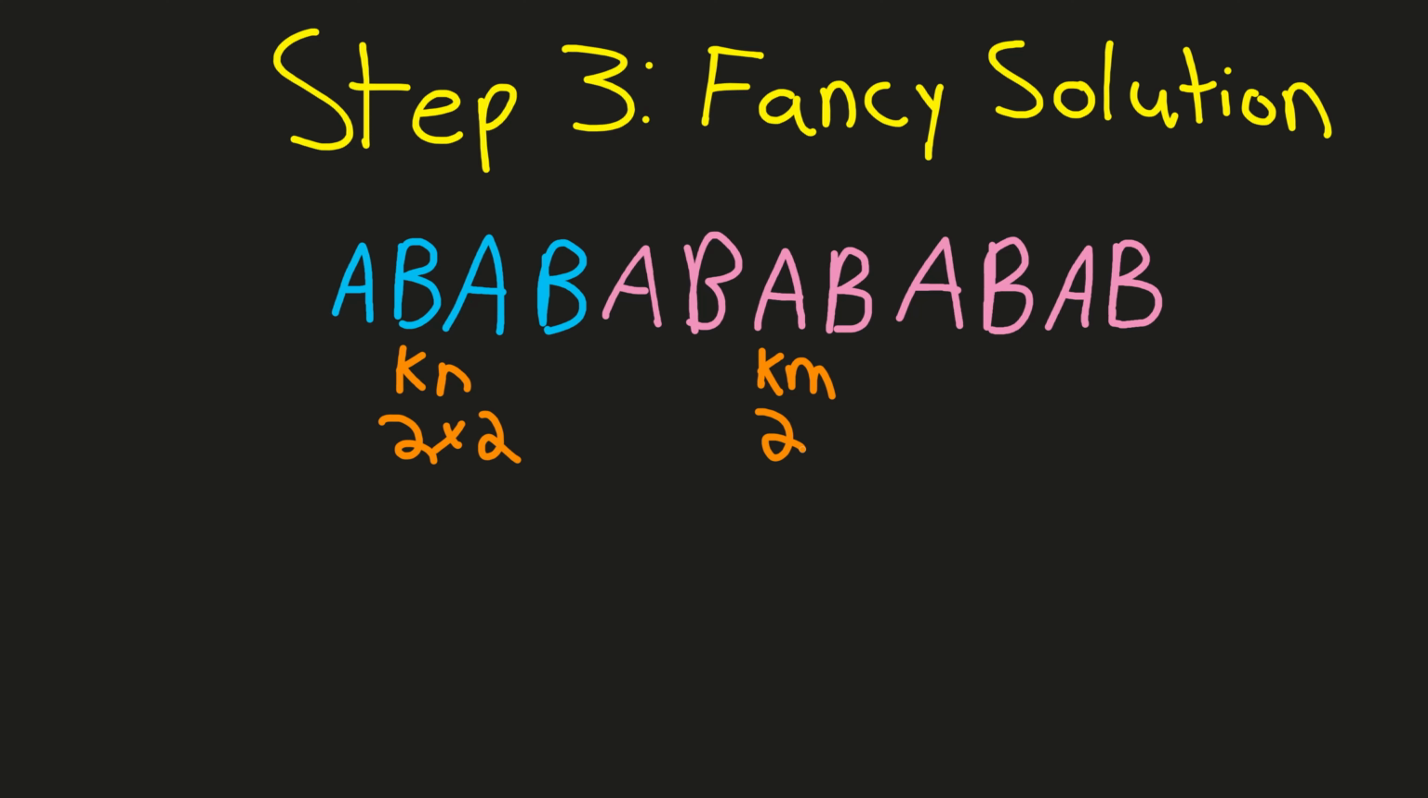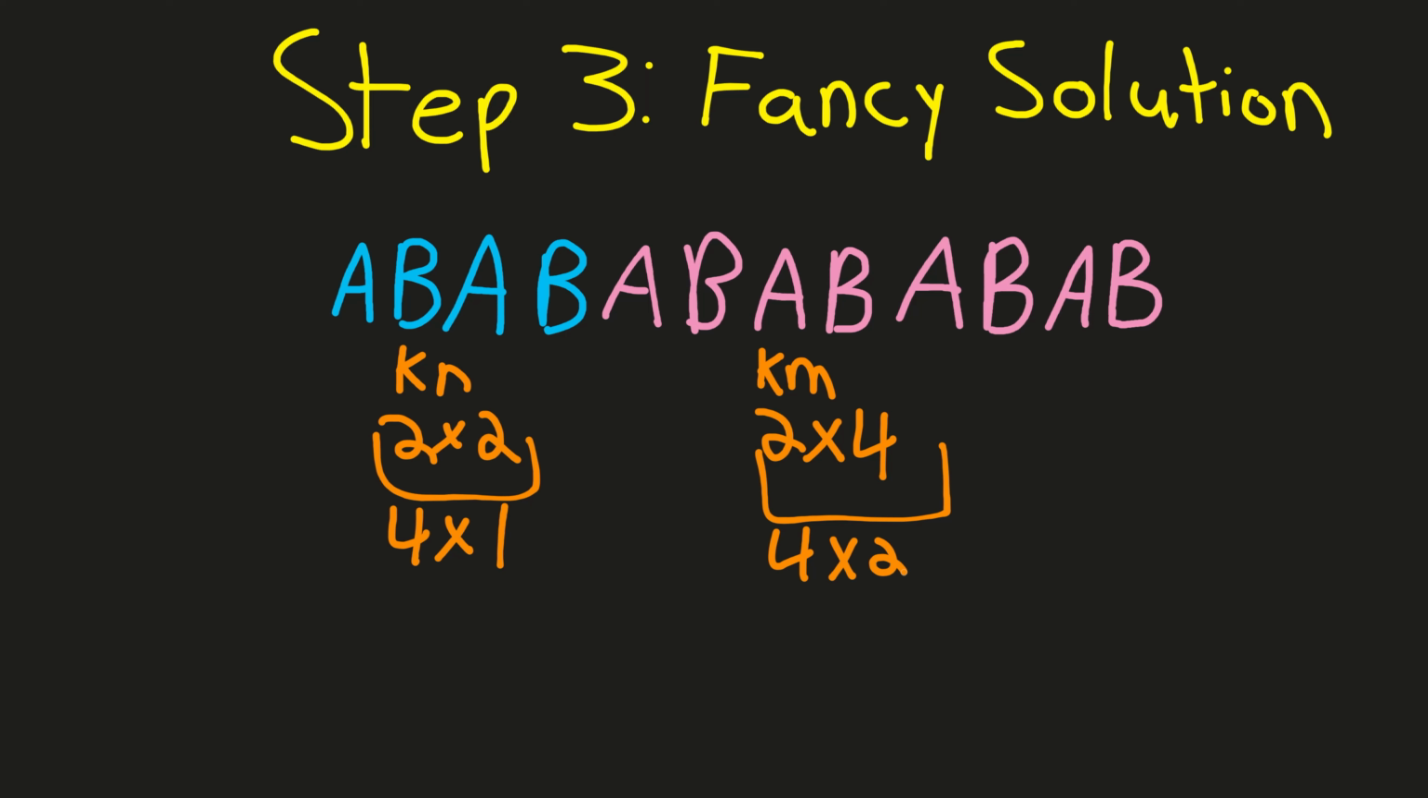And this one is 2 times 4. But here's the thing. You can also describe this number as 4 times 1, and you can describe this number as 4 times 2. So without changing anything, we've changed k to 4. In other words, even though before we said it was AB, since in fact we can make it AB, AB, we can actually, through this very quick math, prove that you can make up both strings with a string of length 4, AB, AB.